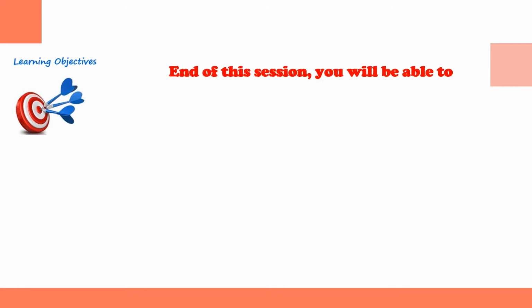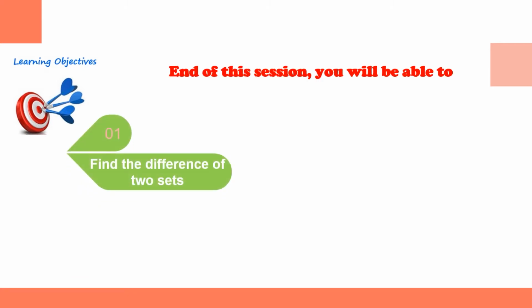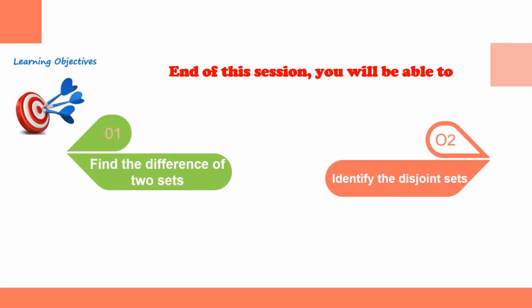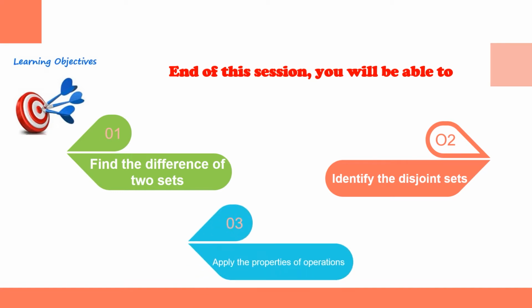Before that, we'll see the learning objective of today's session. By the end of this session, you'll be able to find the difference of two sets, and you'll be able to identify the disjoint sets. The third is that you'll be able to apply the properties of operations. The properties we'll deal with in detail in the next class, but you need to remember them, so you'll be able to apply or recognize the properties. The two main objectives today are to find the difference and identify the disjoint sets.